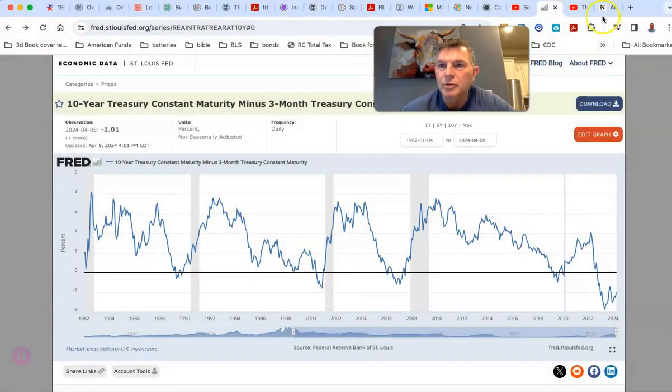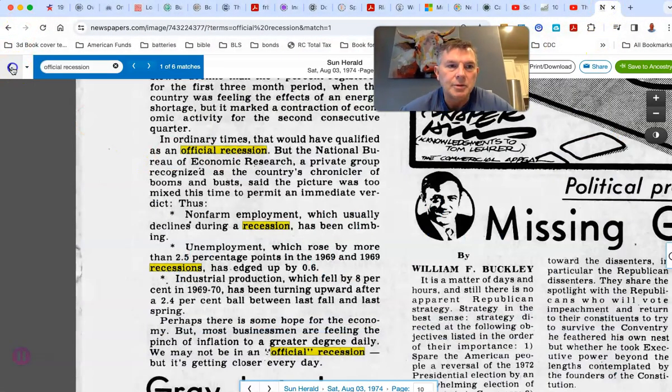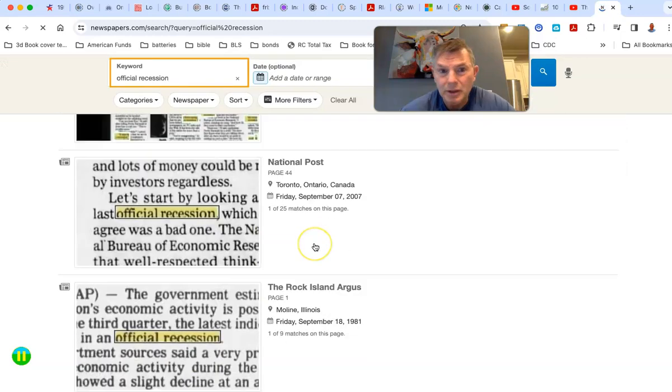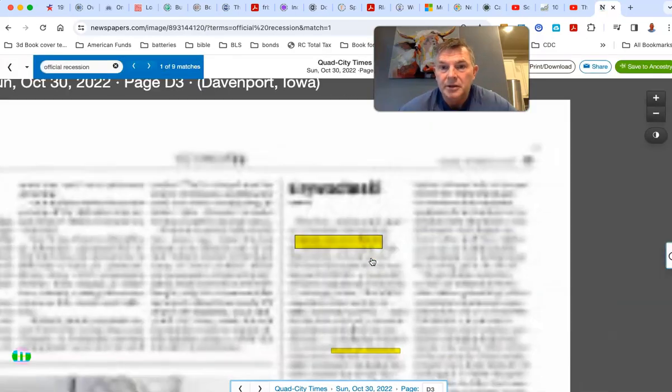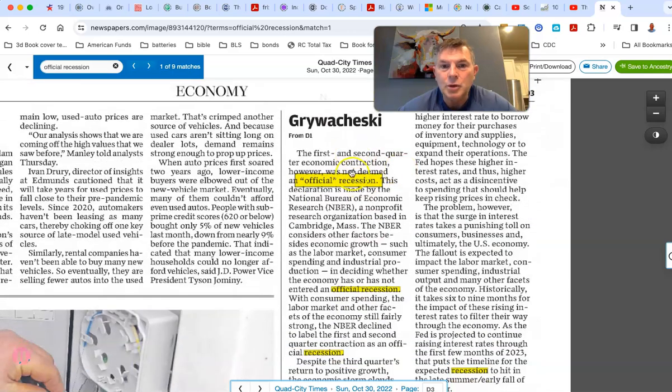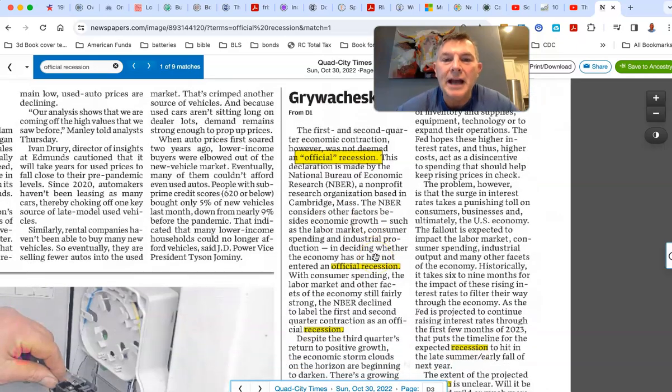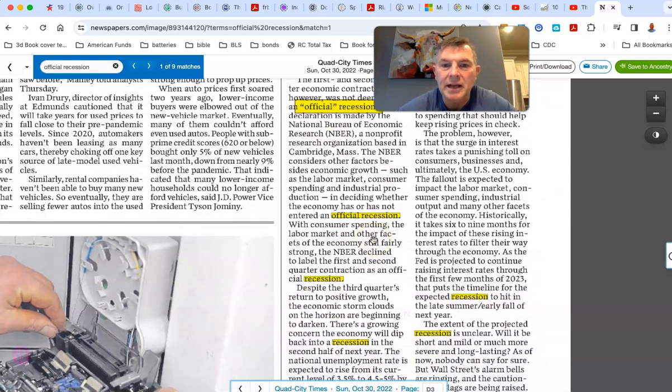And that's why in 2020, that's why I wanted to read here. This one from 2022. Let me show you what I'm talking about. Because 2022 was 2 consecutive contractions of GDP. That's just a fact. So we're going to come right here. But they didn't call it a recession. It's the weirdest thing. It's right here. The first and second quarter economic contraction, however, was not deemed an official recession. Okay. The NBER considers other factors besides economic growth. Okay. And decided whether the economy has or had not entered an official recession.